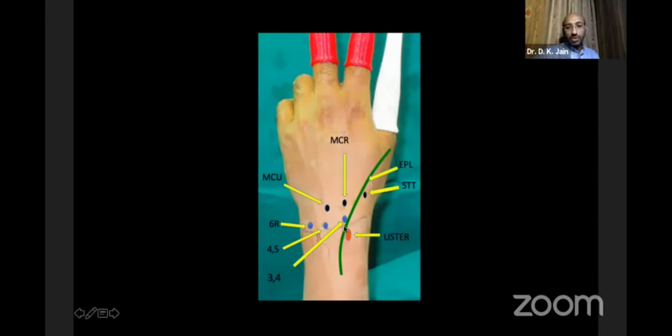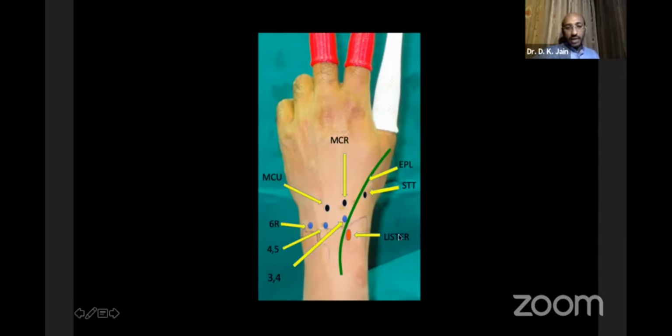The most common portals of the radiocarpal joint are the 3-4 portal, that is the interval between the third and fourth extensor compartments, the 4-5 portal, and the 6R portal. These three are mainly used for the radiocarpal joint. Coming to the mid-carpal joint, we have the STT, MCR, and MCU. MCR is the mid-carpal radial portal, and MCU the mid-carpal ulnar portal. These two are most commonly used whenever we are trying to address scaphoid non-unions. Towards the scaphotrapeziotrapezoid joint, this is the STT portal which we use.